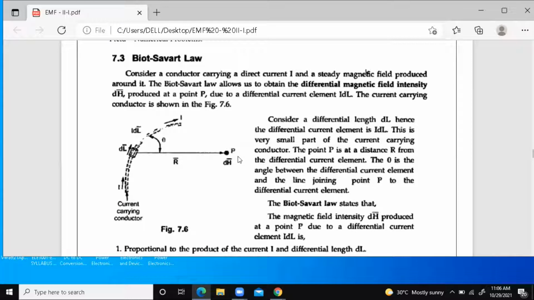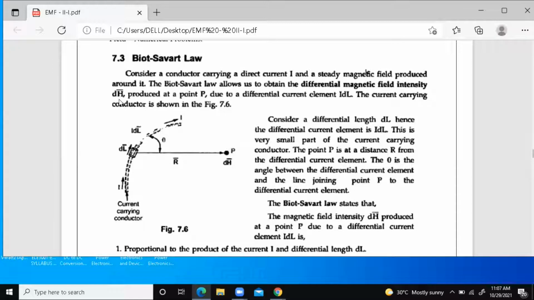So Biot-Savart says, consider a conductor carrying a direct current I and a steady magnetic field produced around it. So here is your conductor carrying I, and there's a magnetic field around this conductor. The Biot-Savart law allows us to obtain the differential magnetic field intensity, dH.